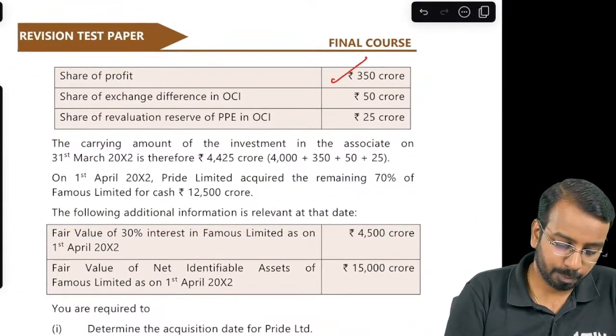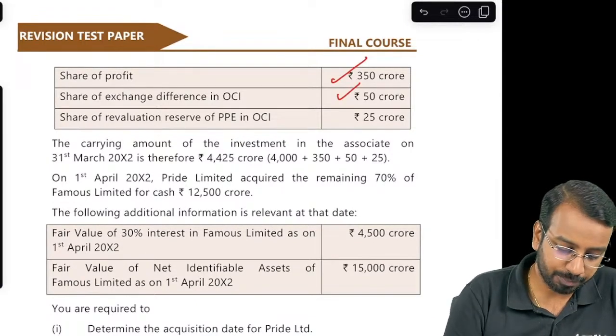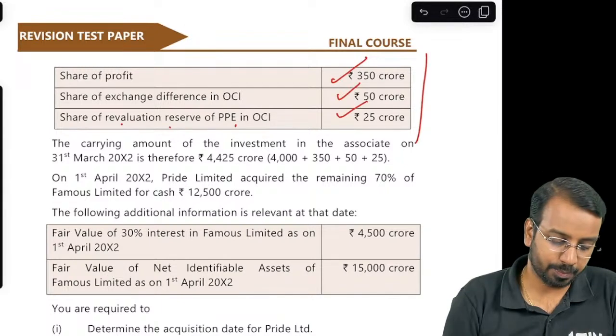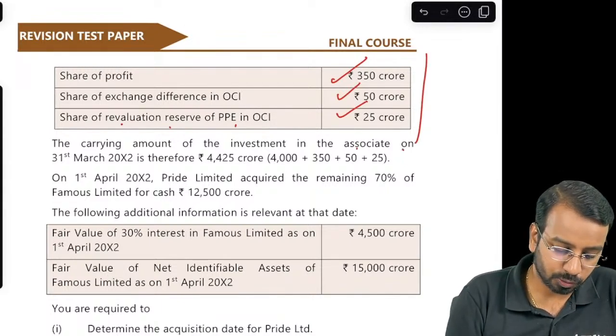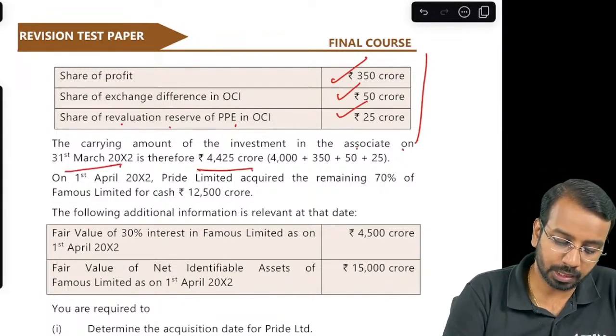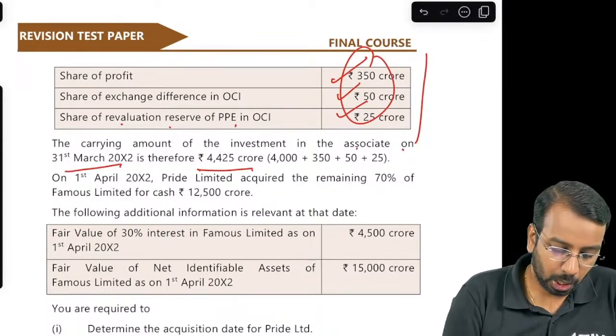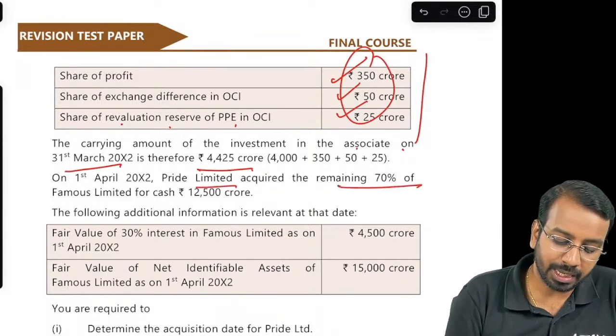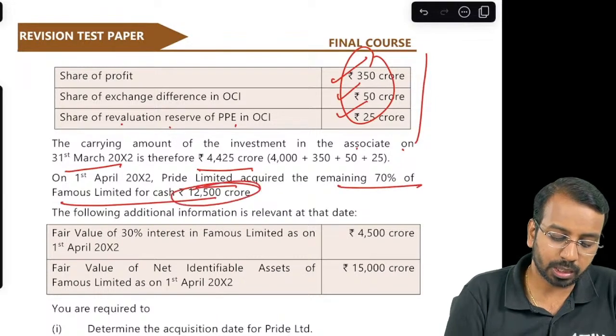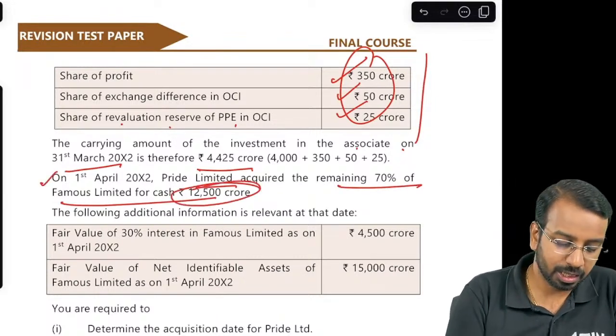Share of profit added, share of exchange difference in OCI, share of revaluation reserve of PP in OCI. So all of this gets added. Carrying amount of the investment in the associate on 31st March is 4,425. That is this plus 4,000. On 1st of April, Pride Limited acquired the remaining 70% of Famous Limited for 12,500 crores of cash. When did they acquire? 1st of April.